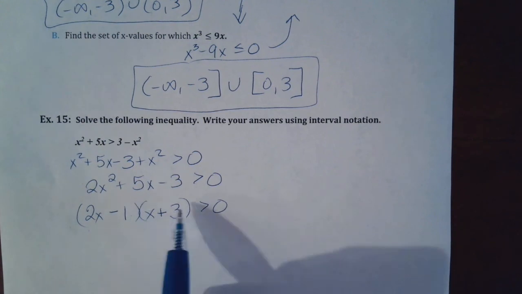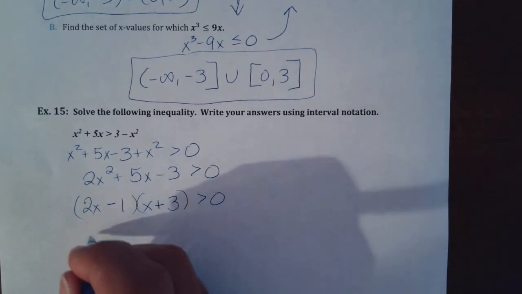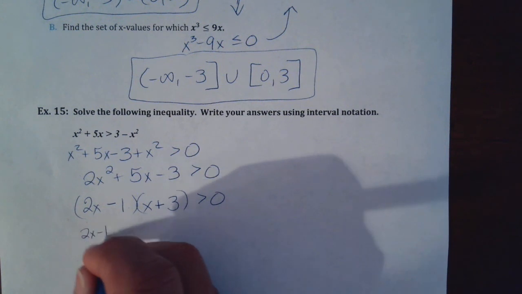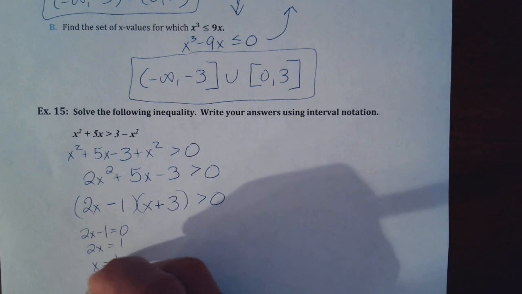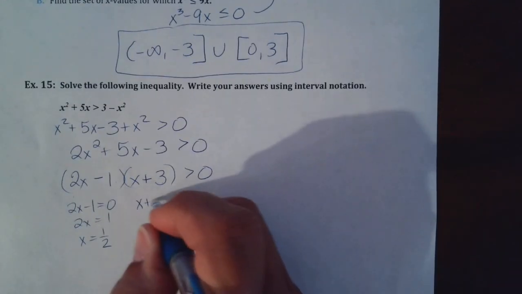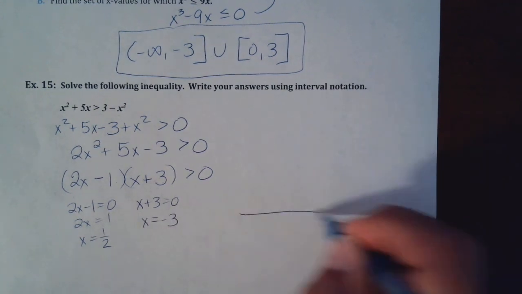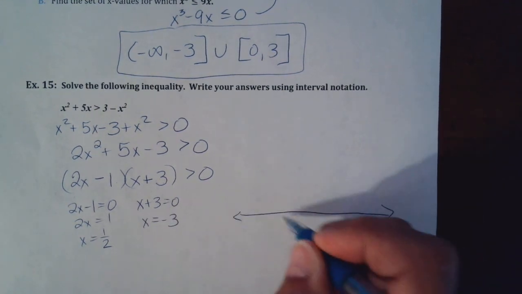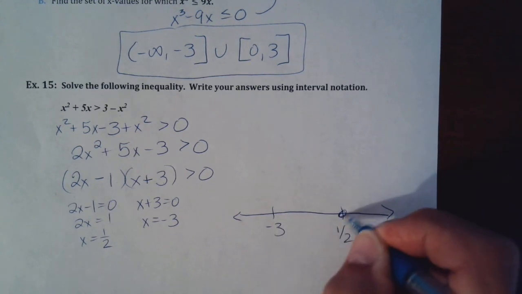All right, so again, each of these have a multiplicity of 1, so they're just going to cross. Set each of those equal to 0. So over here, you're going to get 2x equals 1. So you should end up with 1/2, right? And then over here, set that equal to 0, you get -3. All right, so on my number line, I just have -3, and I have 1/2. Those are the zeros.